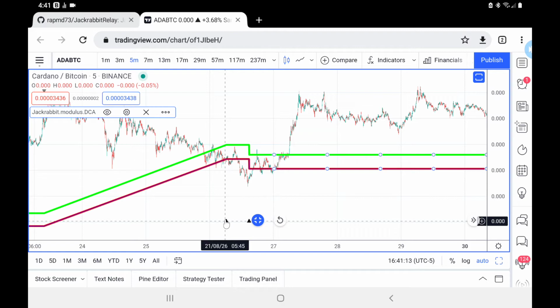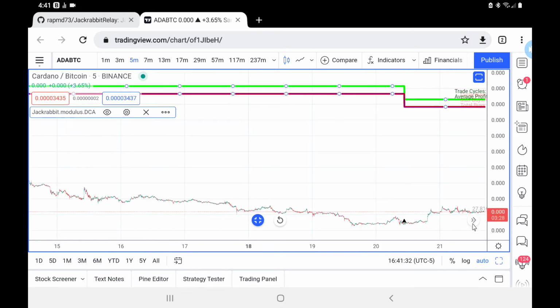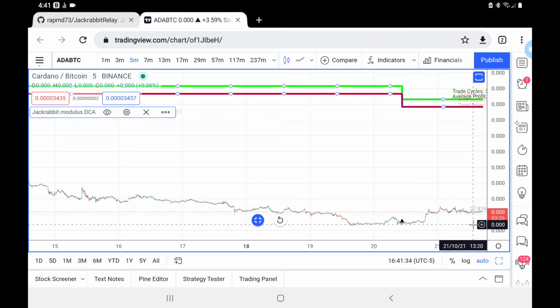Okay, so this is the end of August again. So roughly about a month and a half for this one particular trade cycle that is still in progress.